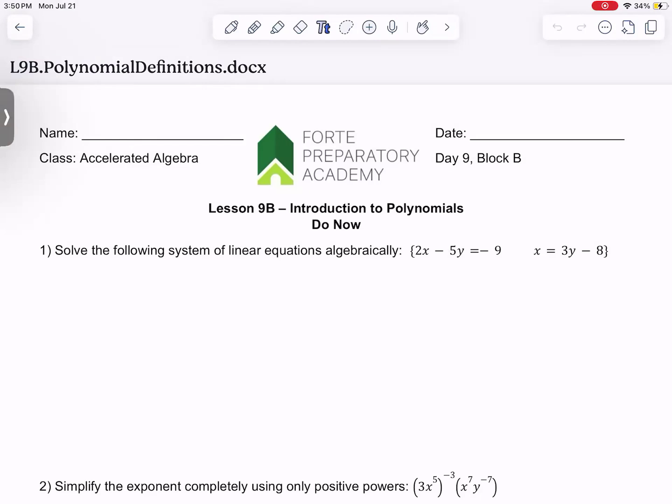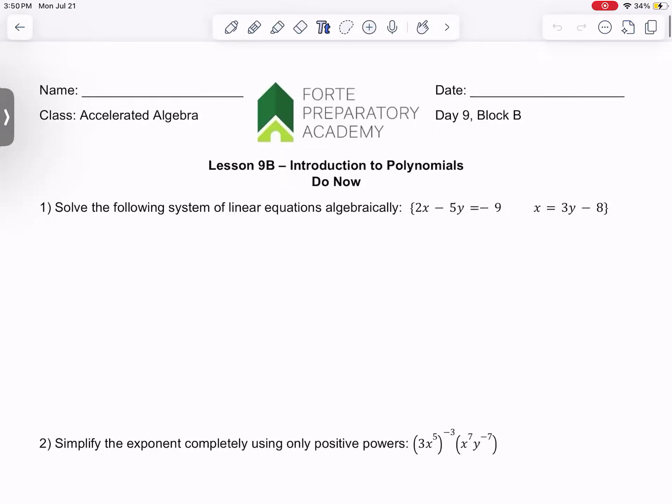So you'll need the blue reference sheet, which has the polynomial definitions. First is the do now, which has all review questions. Remember to pause the video before any practice questions. Try them yourself. You're really only watching the video for notes and to check your work. So here we go. Again, today is the 21st.